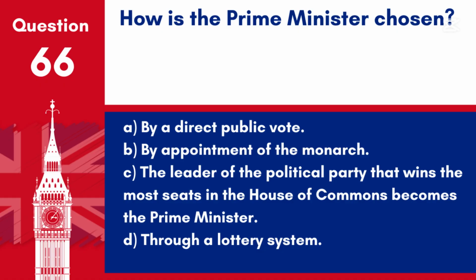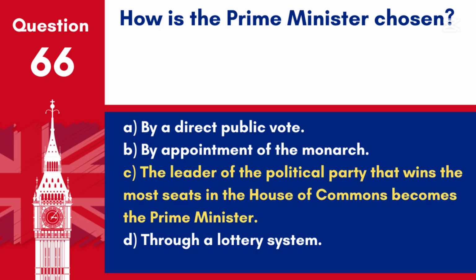Question 66. How is the Prime Minister chosen? A. By a direct public vote. B. By appointment of the monarch. C. The leader of the political party that wins the most seats in the House of Commons becomes the Prime Minister. D. Through a lottery system.